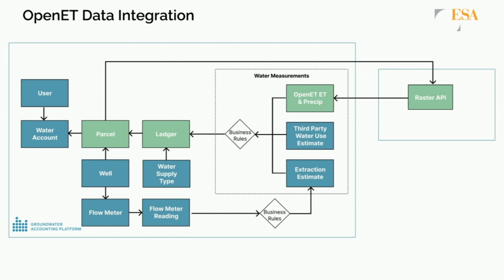Any other data besides OpenET goes through the same type of method. Basically, they either get pulled in through a CSV upload or through some other data source, and business rules are applied to it as well.